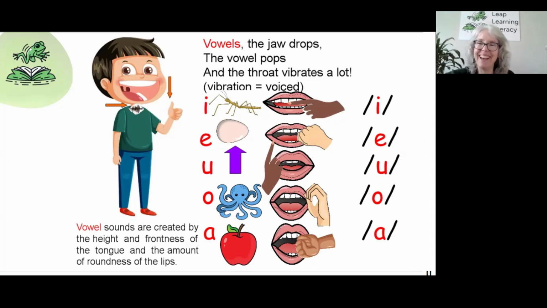A, long vowel sound, keyword apple. Again, put your hand like a fist, but this time it's in the vertical position. A makes the mouth open the widest, so you're going to place it up by your mouth as if you're eating an apple. It's pretty impossible to fit your fist in though. So short vowel sound. Vowels, I have a saying. V is for vowels. The jaw drops, the vowel pops, and the throat vibrates a lot, or it's voiced.